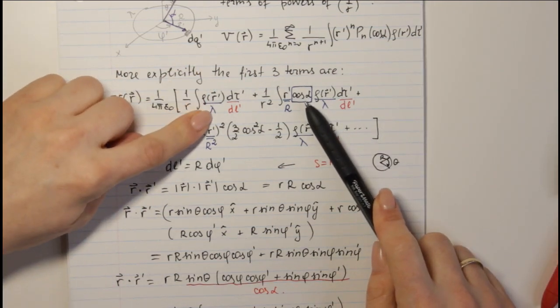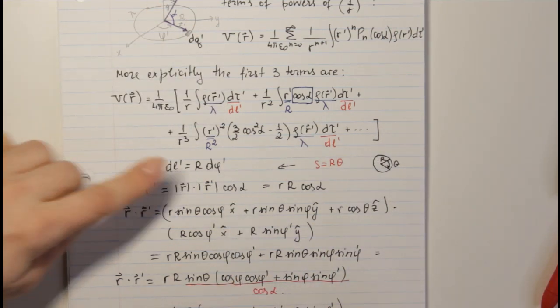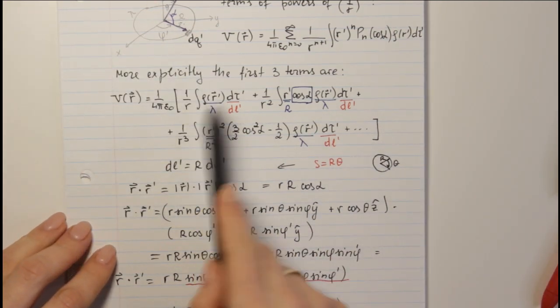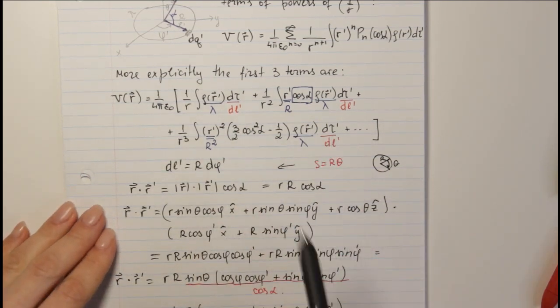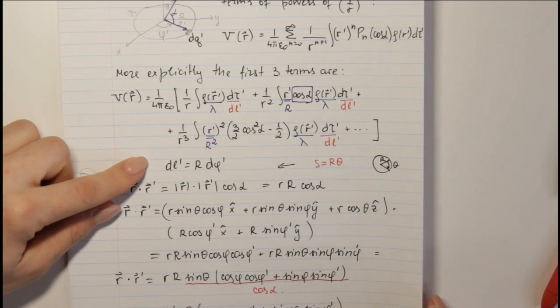We know our lambda is constant. We know what the dl prime is, it's r d phi prime. And so we will compute each integral and get our first three terms in the expansion.